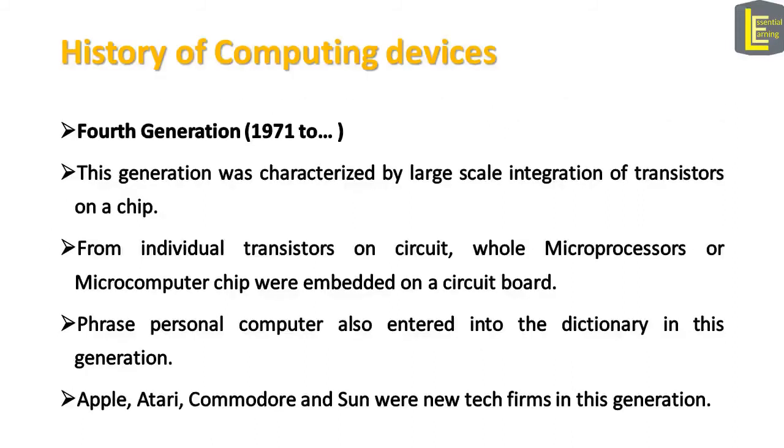The fourth generation of computers starts from 1971. This generation was characterized by large-scale integration of transistors on a chip. From individual transistors on a circuit board, whole microprocessors or microcomputer chips were embedded on a circuit board. The phrase personal computer also entered the dictionary in this generation.